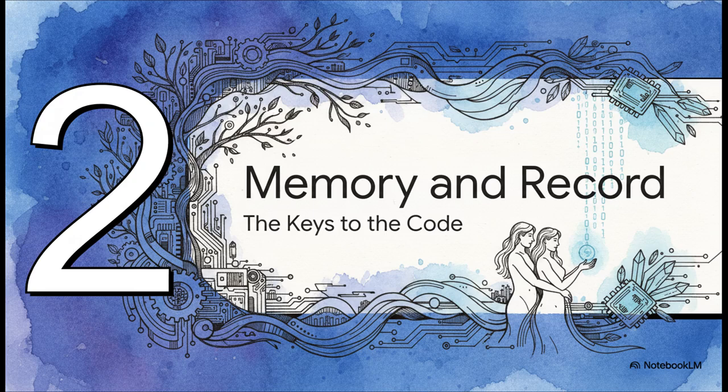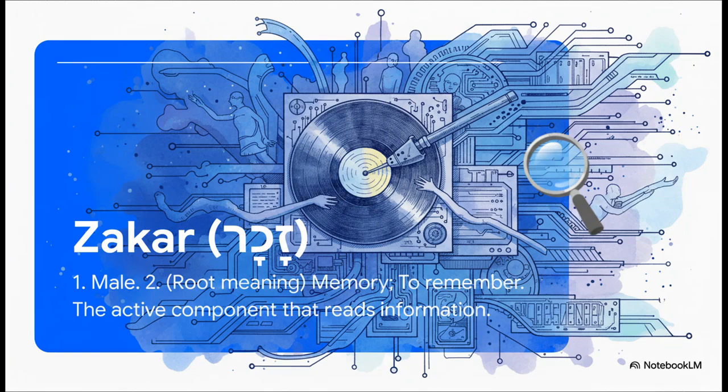These are the two words that are basically the keys to the kingdom here. They unlock this whole blueprint. They are Zakar and Nekabah. Okay, first up, Zakar. Now, yeah, pretty much every translation says male, but its root meaning? It's memory, to remember. It's the active part, the seed of information.